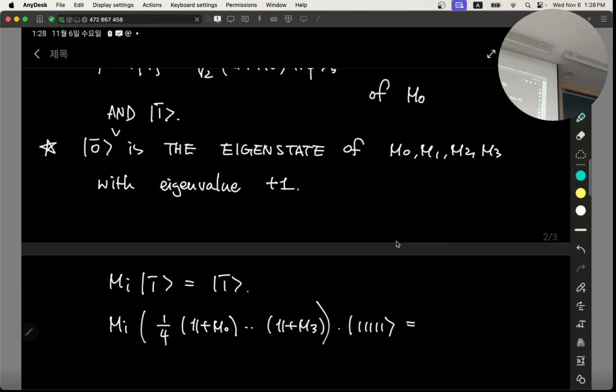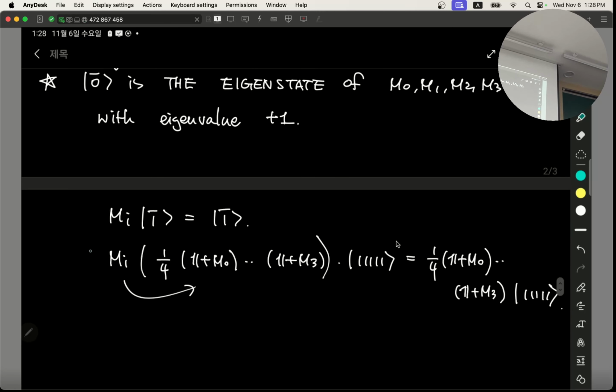As I said, mi and mj always commute. And if you combine mi with 1 plus mi, it's the same thing. So it's the same thing, 1 over 4, (1 plus m0) through (1 plus m3), applied to 1, 1, 1, 1, 1 here. Because they are the same thing, we can say this equals I mi and this equals I. So I is also an eigenstate of mi here.